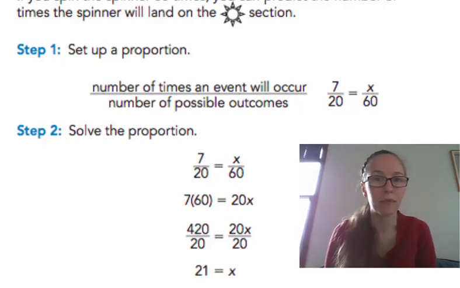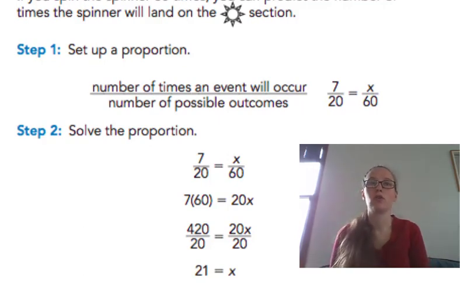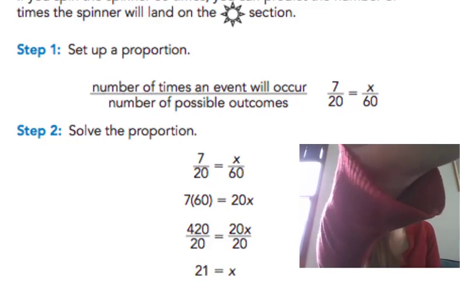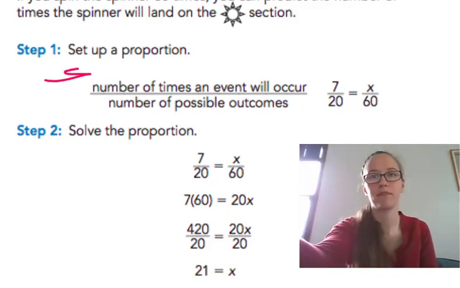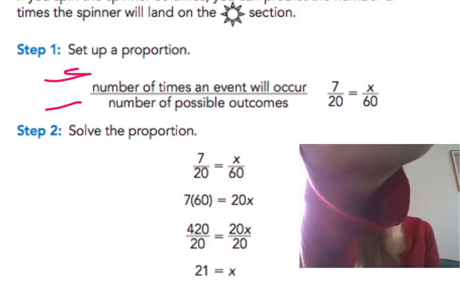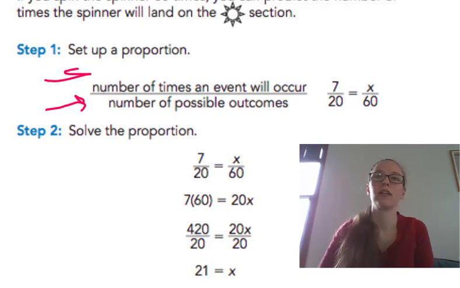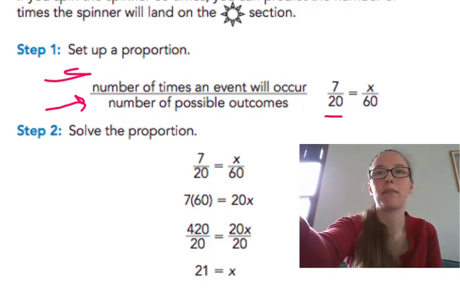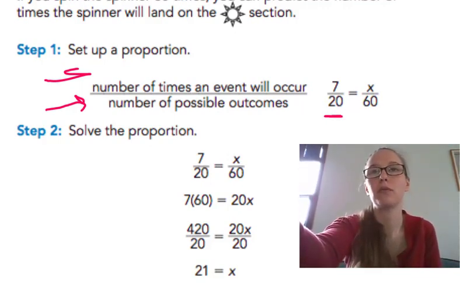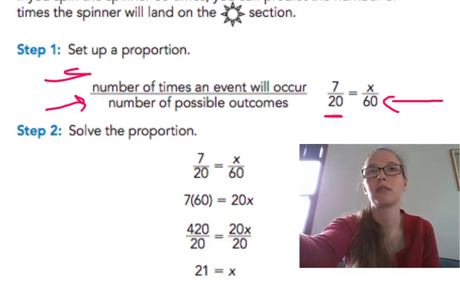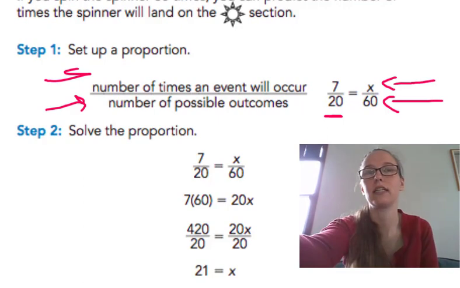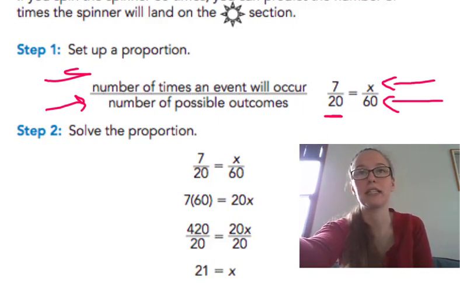And to do that, you set up the proportion. Always put the number of times an event will occur at the top and the total possible outcomes at the bottom. We've been doing that for probability this whole time. The difference is we set up that probability 7/20 equal to x over the number of times we will spin, where x represents the number of times we will land in the sun section, and we don't know that.